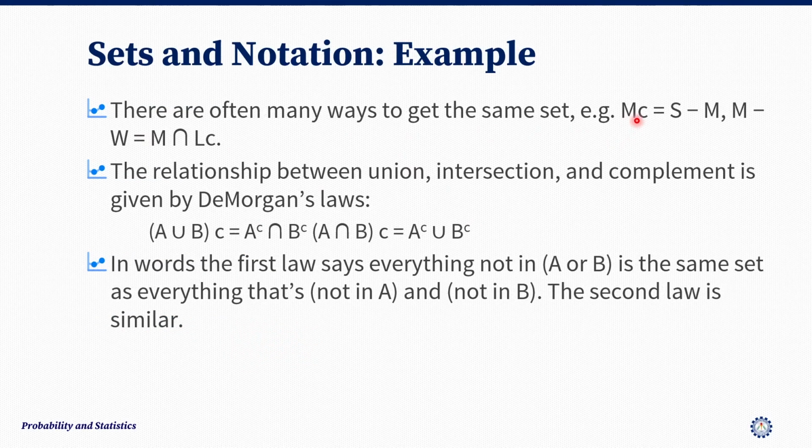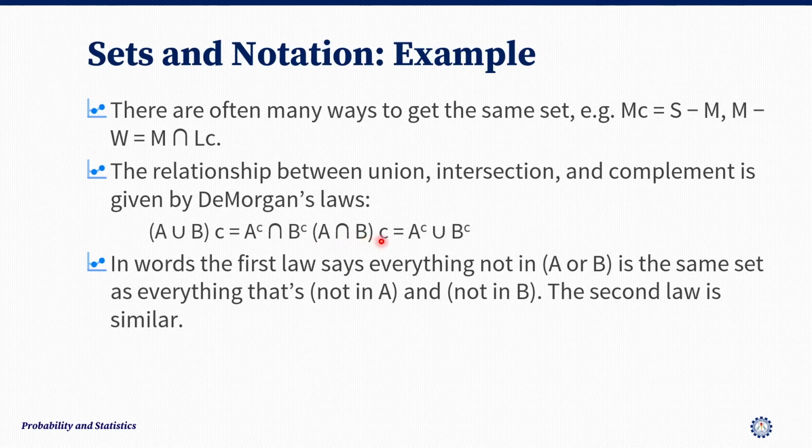There are often many ways to get the same set. Let's say for instance, M complement is also equal to S minus M. We have M minus W is also equal to M intersection L complement. The relationship between union, intersection, and complement is given by De Morgan's law. Let's say for instance, A union B complement is equal to A complement intersecting B complement.